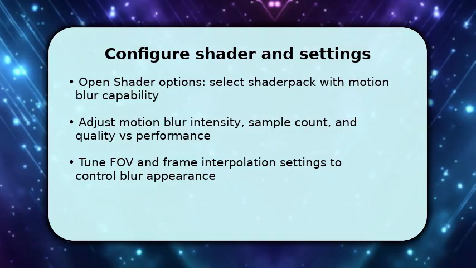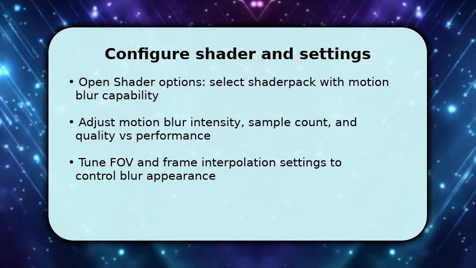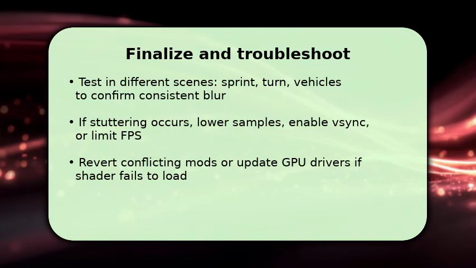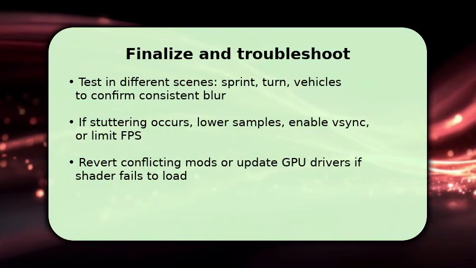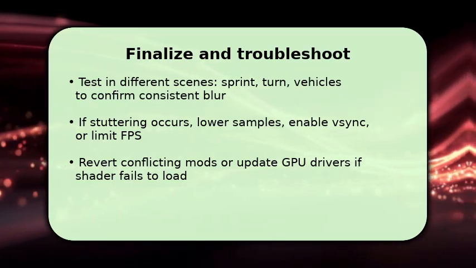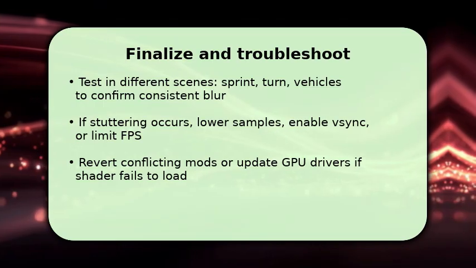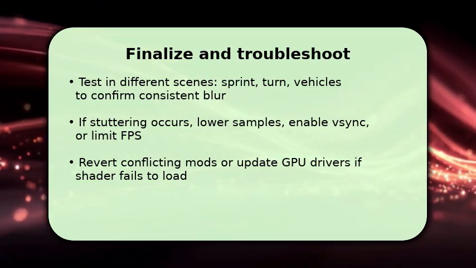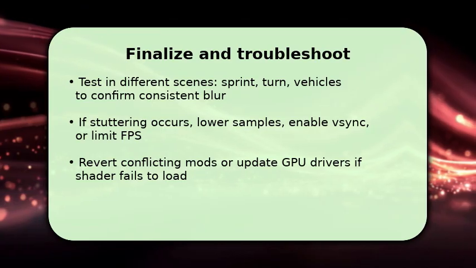You finish by testing motion blur in multiple scenarios: sprinting, flying, and driving to confirm consistency. Once done, optimize performance by lowering sample count or enabling VSync if you notice stutter. Make sure to cap your FPS to reduce tearing that can confuse blur effects.